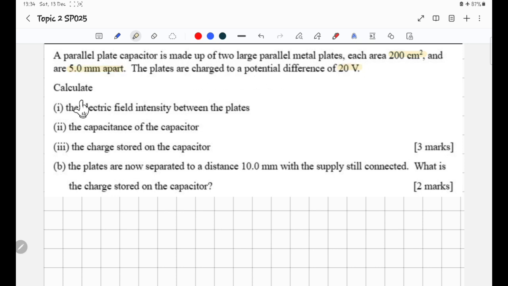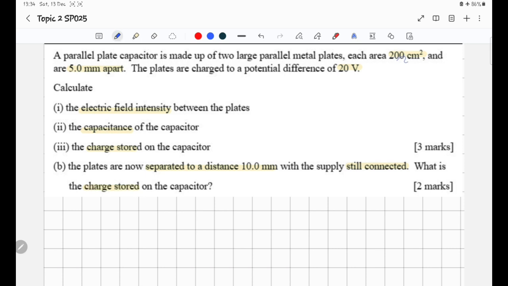So what we want to find is the electric field intensity between the plates, the capacitance of the capacitor, the charge stored in the capacitor, and what happens when the separation is now changed, okay, with the supply still connected. So that is a very important keyword. Alright, so let's tackle the question one by one.